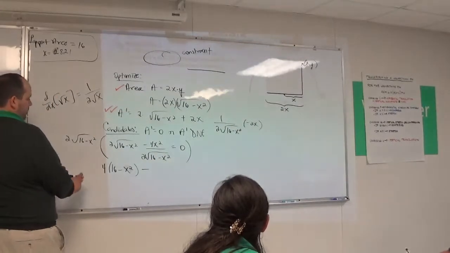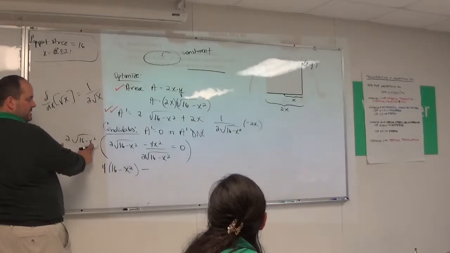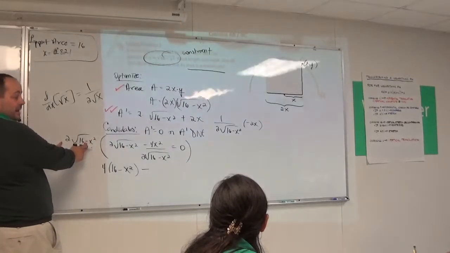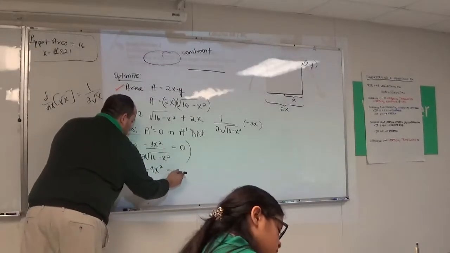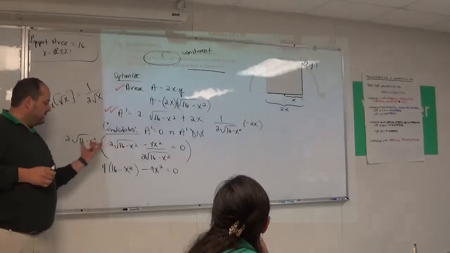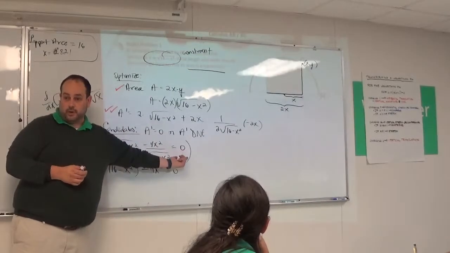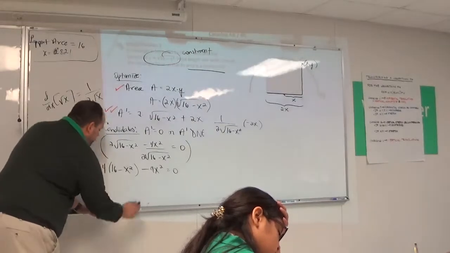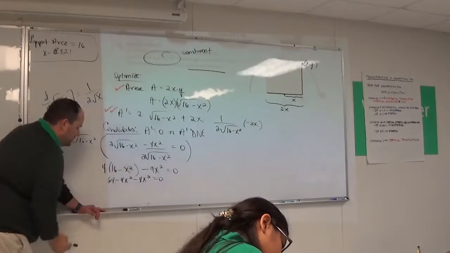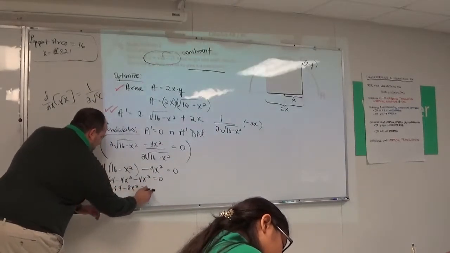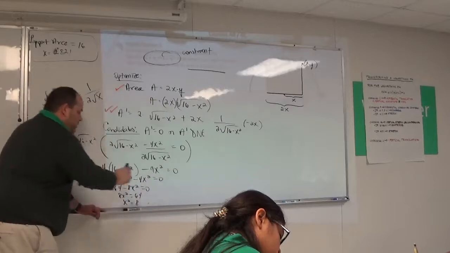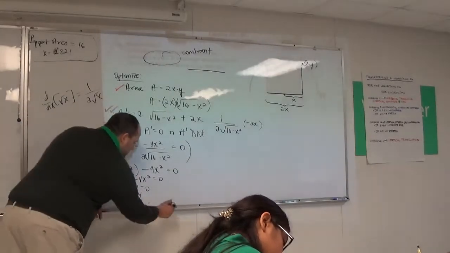Negative. 2 square roots of 16 minus x squared times this guy over here. Those 2 square roots cancel out, and you get minus 4x squared is equal to 0. You're multiplying everything through by the 2 square roots of 16 minus x squared. Stay with me. If I distribute, you get 64 minus 4x squared minus 4x squared is equal to 0. That's 64 minus 8x squared is equal to 0. This is nothing but algebra, so I'm going to go fast. 8x squared equals 64. x squared is going to be 8. What's x going to be?